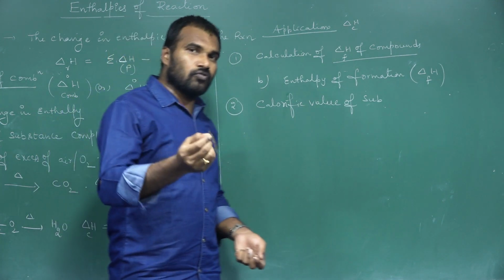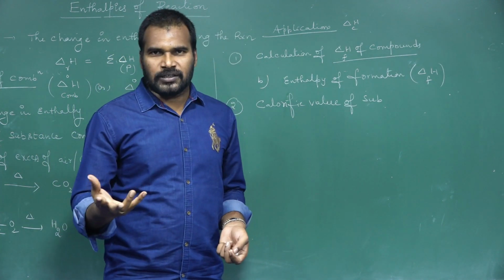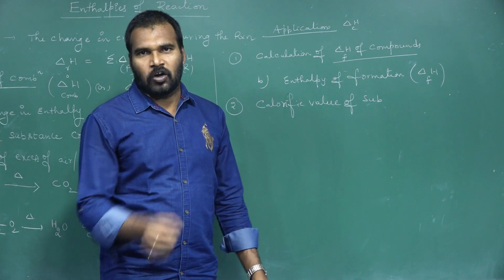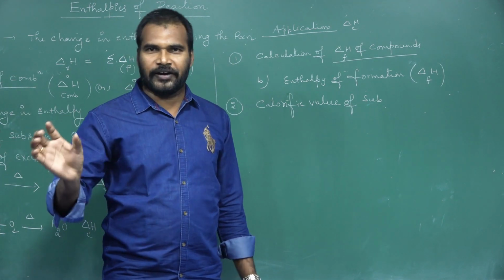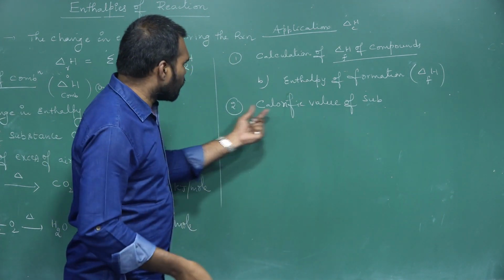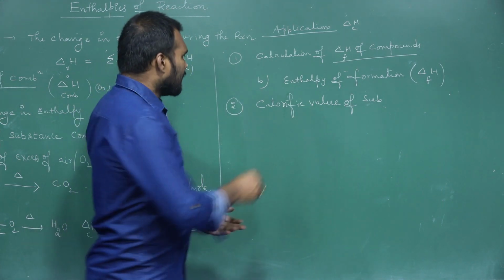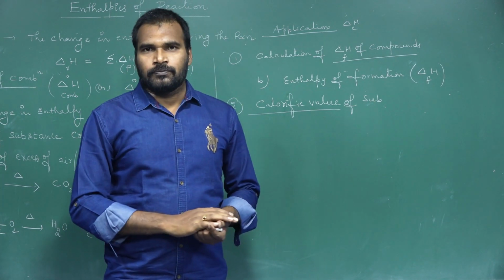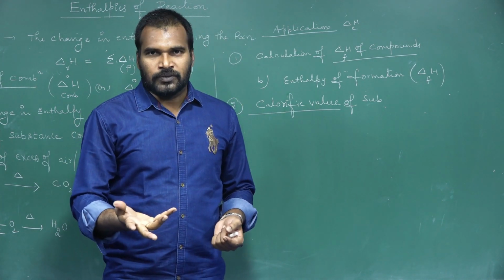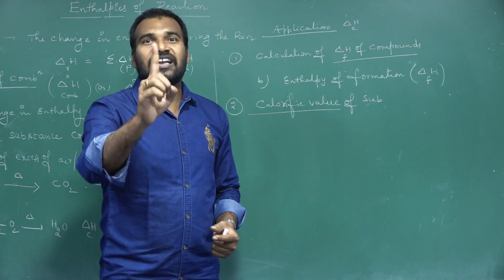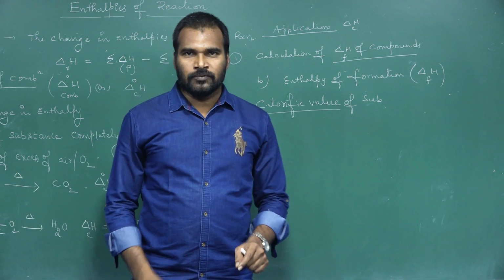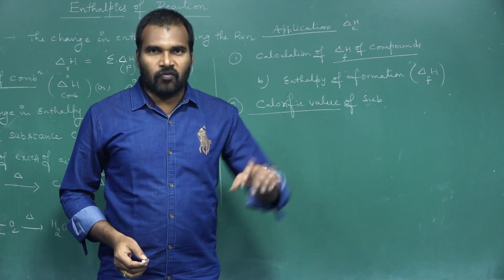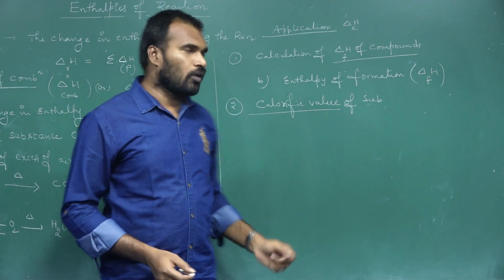Even if you buy any food product, on the wrapper of that food product there are calorific values. How many proteins, how many fats, how many carbohydrates, everything is there. So that is the calorific value. How do we calculate this calorific value? It is nothing but the total amount of heat energy liberated when 1 gram of the substance completely burns.